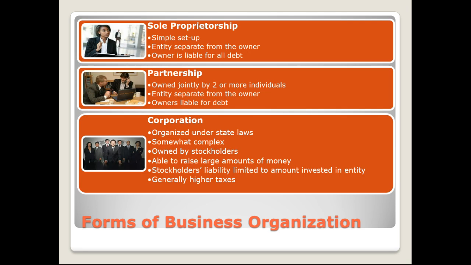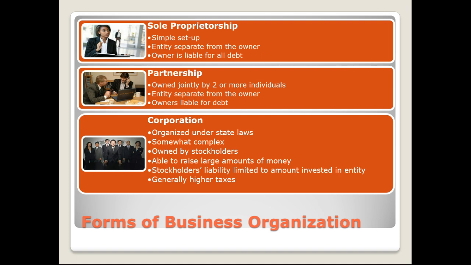Now, your textbook on pages 5 and 6 go through three major forms of business organization. The first two, sole proprietorship and partnership, are very similar. The only difference is in the number of owners. Both are simple and pretty easy to set up. They are both entities that are separate from the owners. And in both cases, all owners are liable for all of the debt or any negligence that the company may incur. A sole proprietorship has exactly one owner. A partnership has two or more.